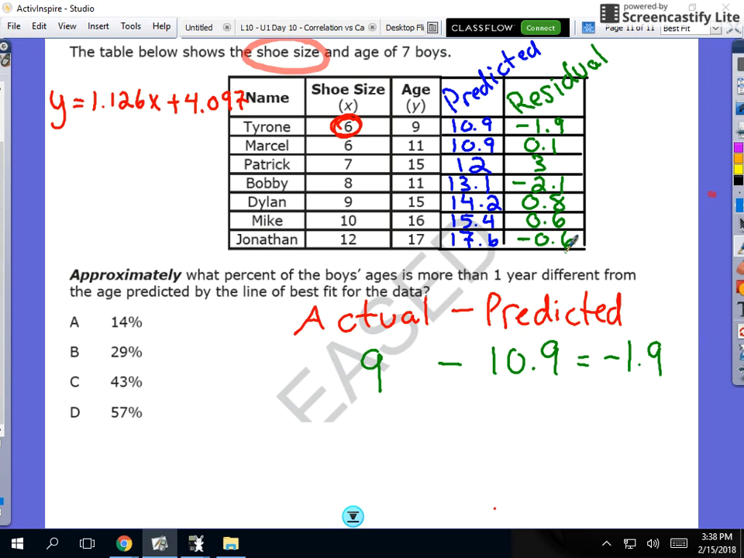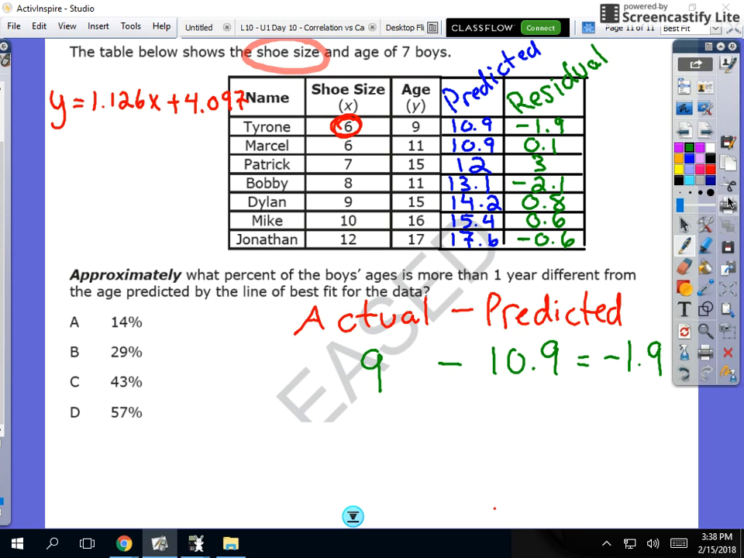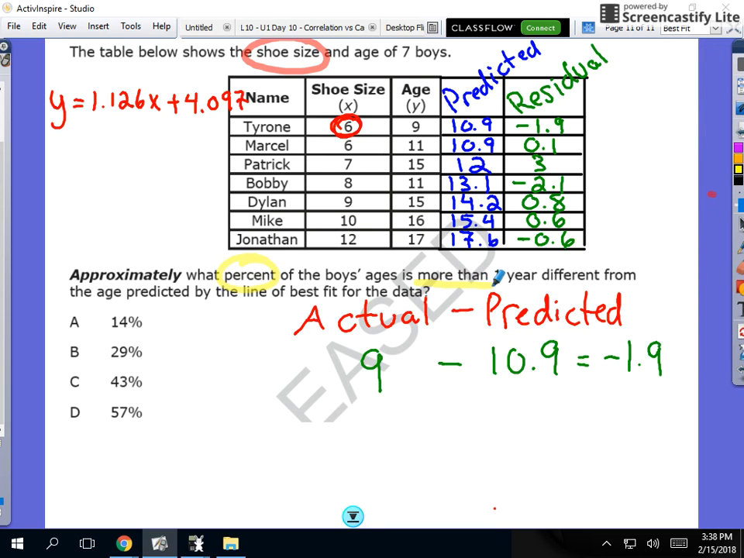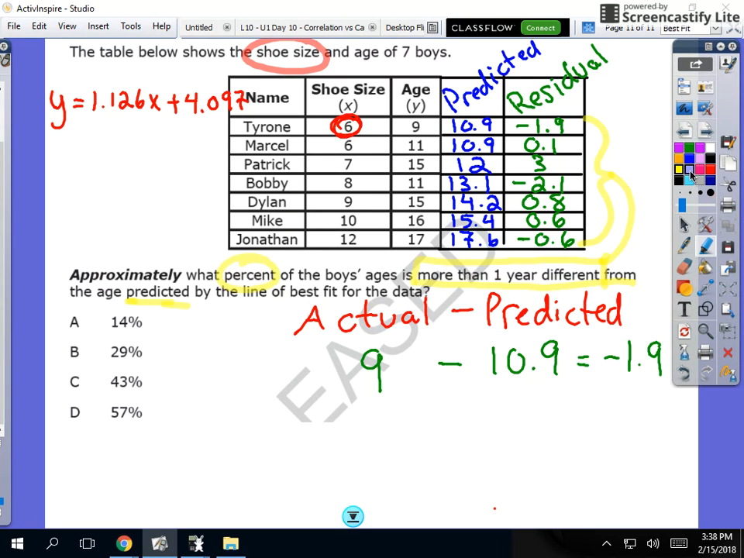Let's see why in the world I had to do that in the first place. The question that's actually being asked is, what percent of boys' ages is more than 1 year different from the age predicted? That's it right there. More than 1 year different. The 1 year different, that is the residual. We're looking for which one of those green residuals is more than 1 year. We've got to look for the numbers that are greater than 1 or less than negative 1.